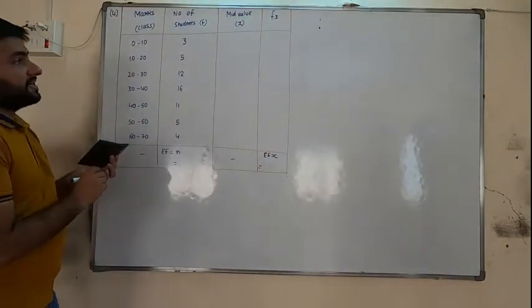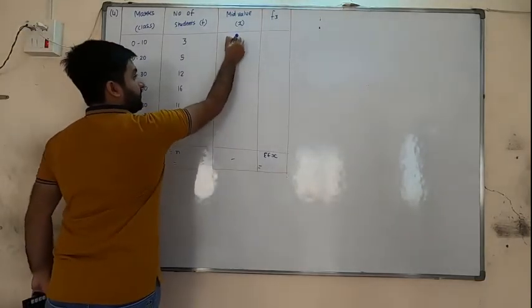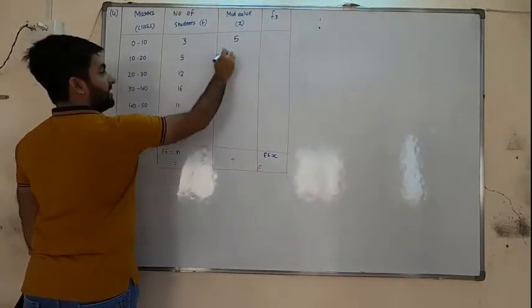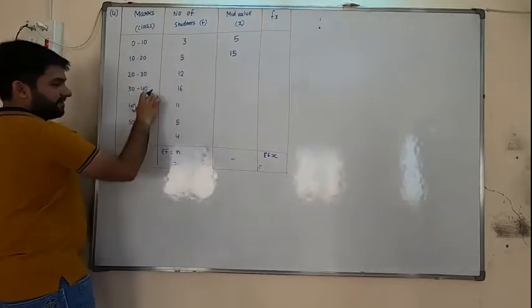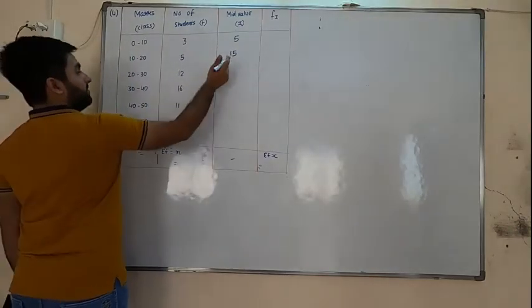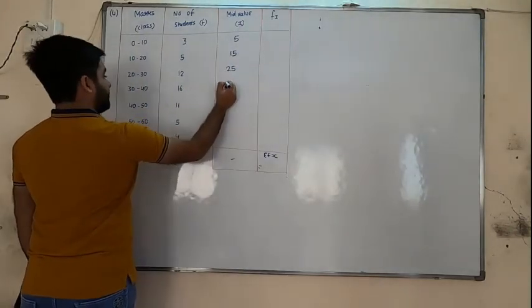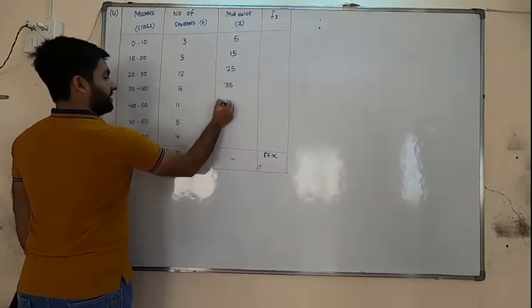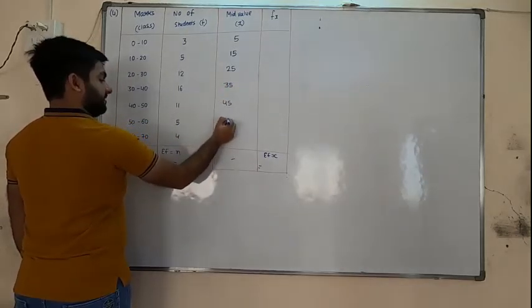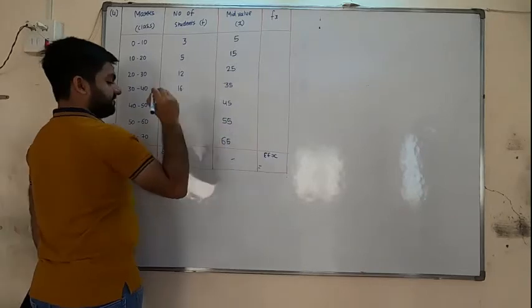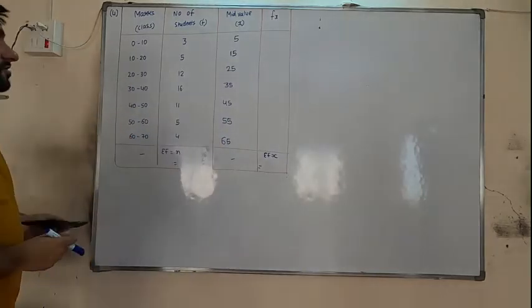So 0 plus 10 by 2 is 5. 10 plus 20 by 2 is 15. Because these classes are equal, we will have a gap of 10 only. Now 25, 35, 45, 55, 65. If you need, you can do it with your calculators also.